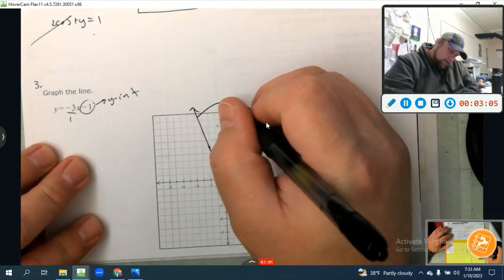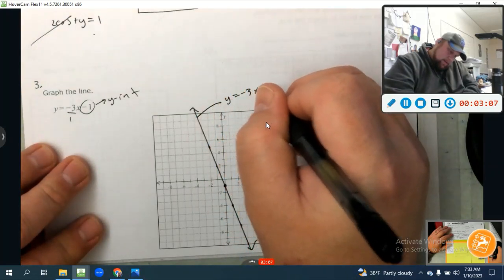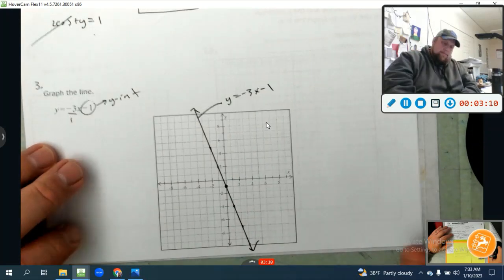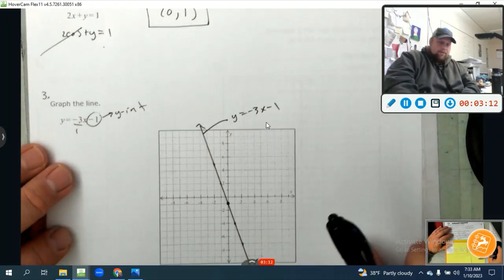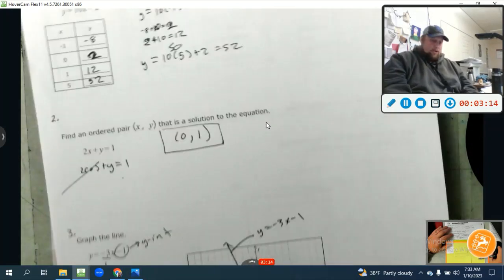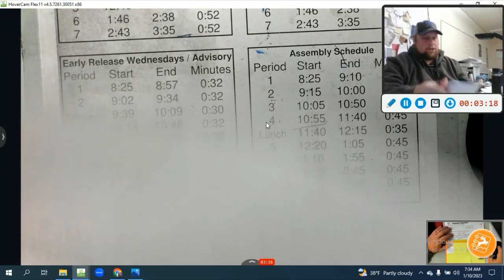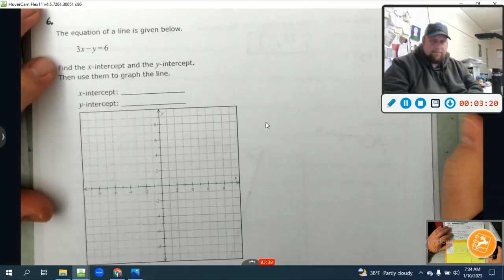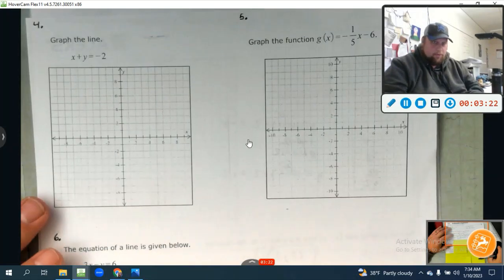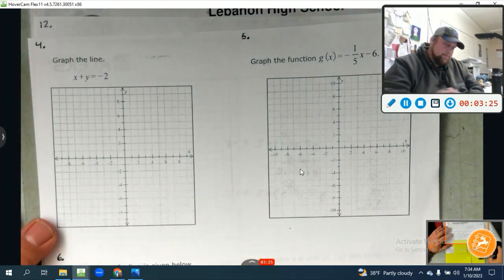And don't forget to label it. Y equals negative 3x minus 1. Arrows on the end. Good stuff. Off to a quick start. You know what to do on this test. It should be a pretty fast test. It's not going to leave a lot of room for confusion if you know what you're doing.